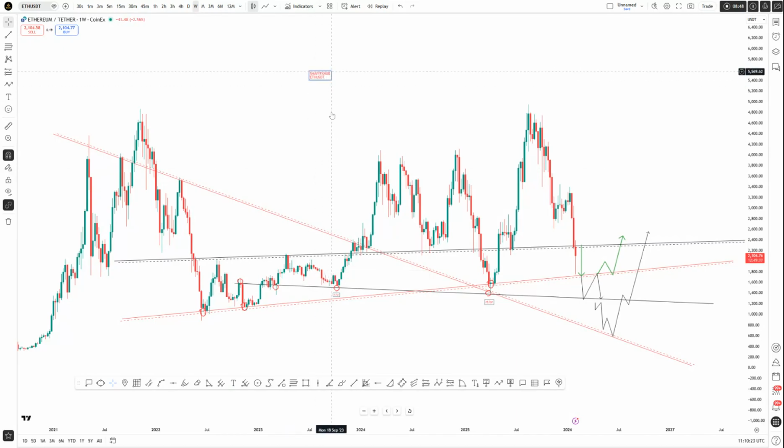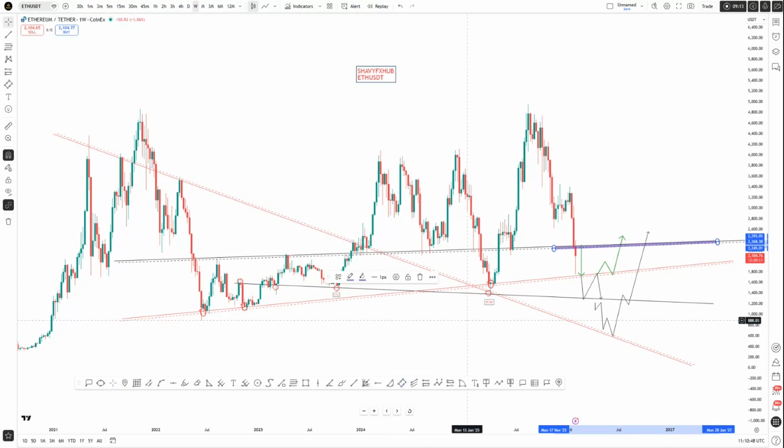We have limited our lines, and I think we have tried 1, 2, 3, 4. 4 is okay. I would have loved only 2 lines, but for educational purposes, let's stop here. So let's see if it retests. If it retests, it's a short. But if it breaks out from here, a weekly close is a buy. If it breaks out from here, trend change, return to buying.